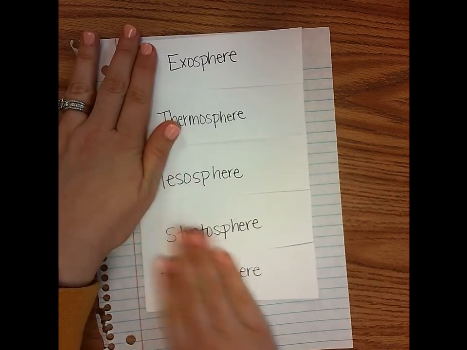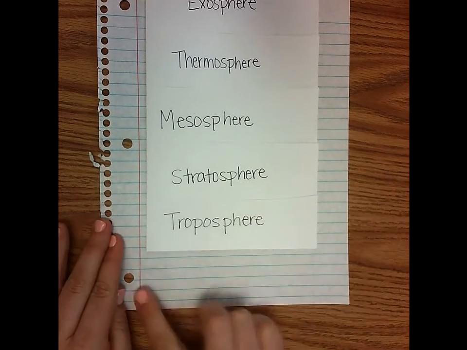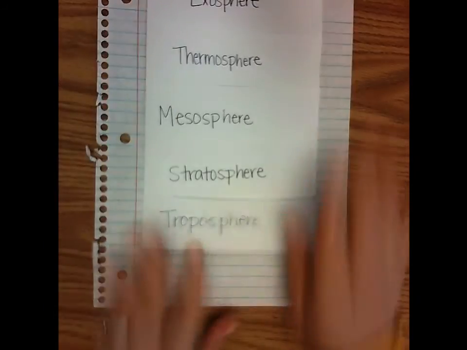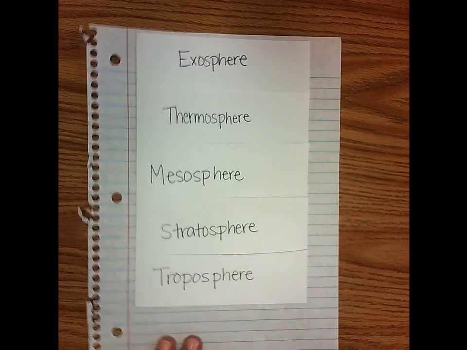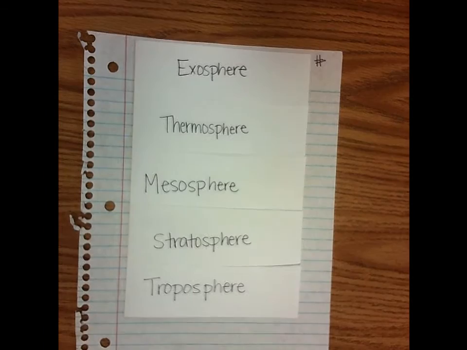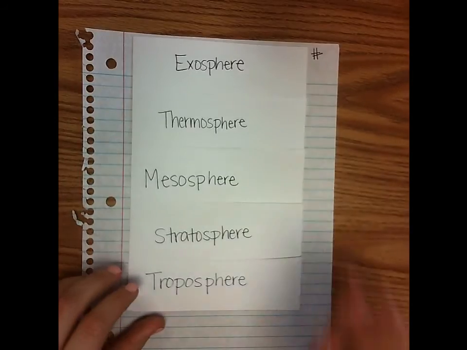Okay, you want to leave a little bit of space at the bottom because you're actually going to write something down here. Okay. Alright, and then you put the number there. Okay, whatever number Miss Myrick has told you.